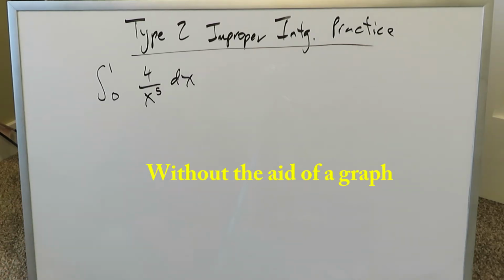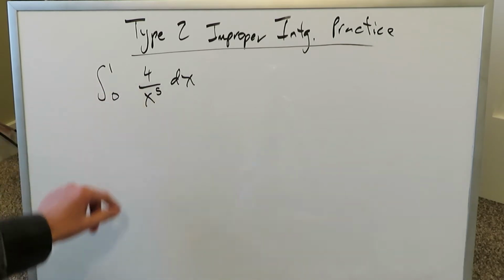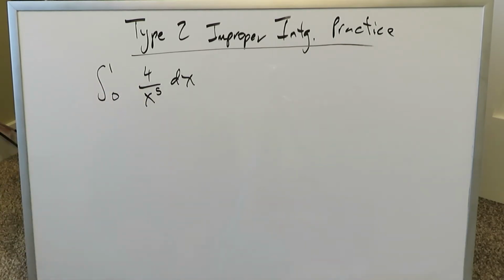We are looking here at type 2 improper integral practice. Two questions. Our very first question is this integral: lower limit 0, upper limit 1, 4 divided by x to the power of 5 dx. Remember, from now on, we always have to be able to mentally distinguish between a proper and improper integral.